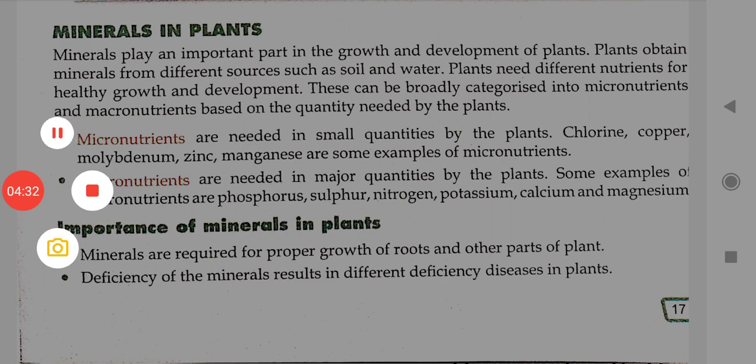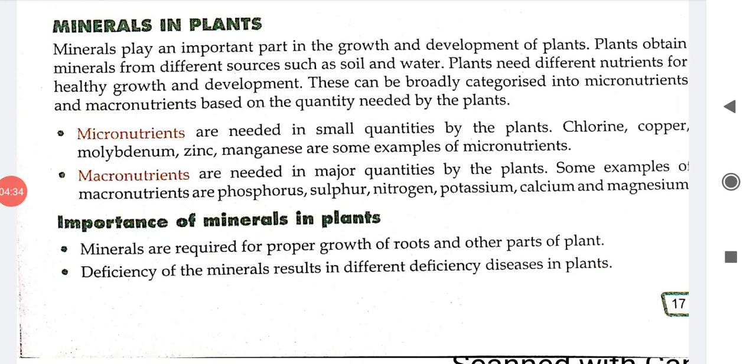Before that, the importance of minerals in plants. Minerals are required for proper growth of roots and other parts of the plants. Deficiency of minerals results in different deficiency diseases in plants. Yes, deficiency of several minerals causes different types of disease in the plant. Now we are going to discuss the deficiency of each particular mineral and the disease caused by it.